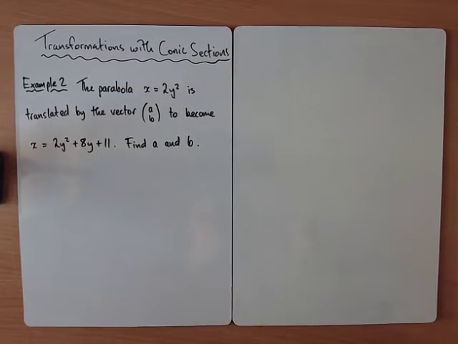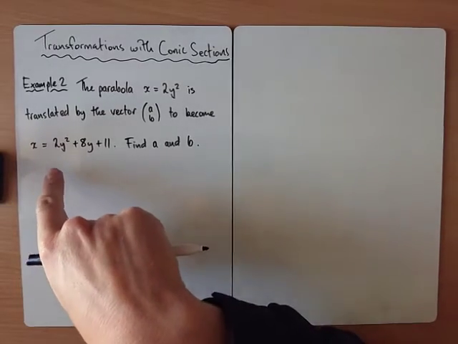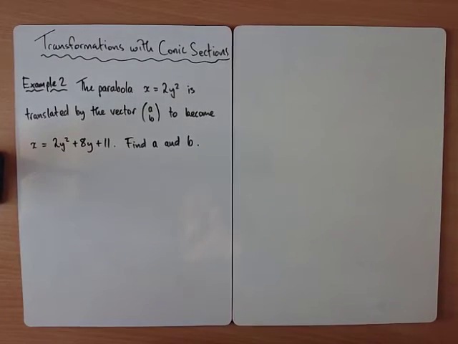Example 2, we don't need to worry about the diagram. It just tells us we've got a parabola, which is x equals 2y squared, and it's translated by the vector (a, b) to become this equation, x equals 2y squared plus 8y plus 11, and all we're asked to do is to find a and b.